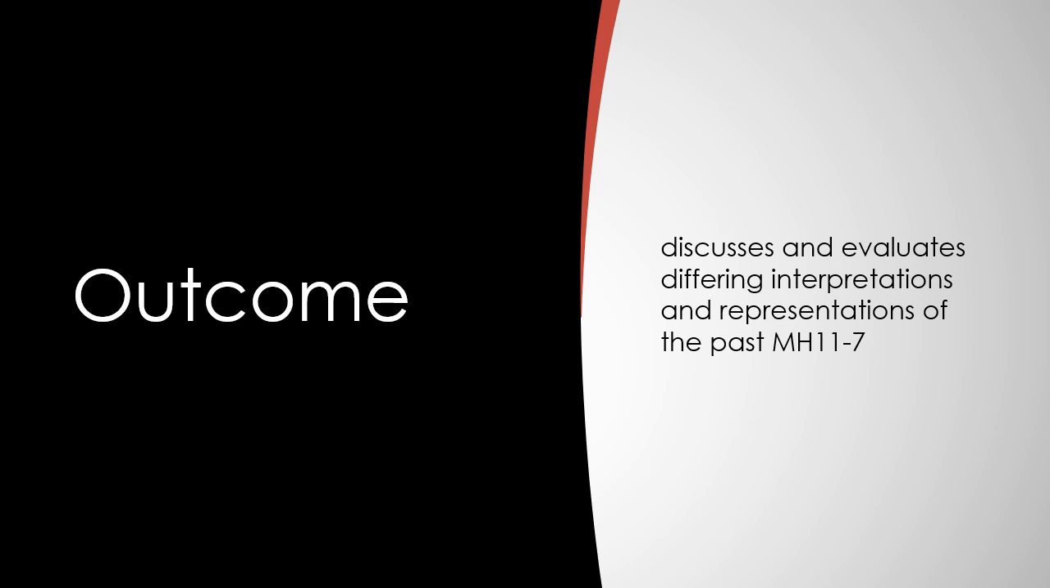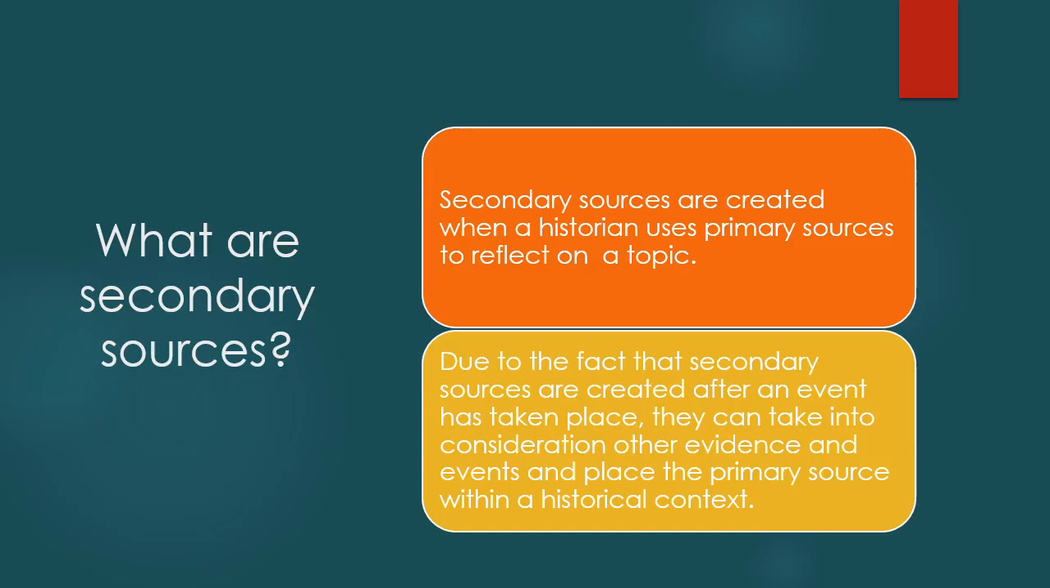So you will be evaluating secondary sources and examining their interpretation of the propaganda posters that we looked at last lesson. What are secondary sources? I think it's important to highlight exactly what they are, even though we have touched on this before. Secondary sources are created when a historian uses primary sources to reflect on a topic. Due to the fact that secondary sources are created after an event has taken place, they can take into consideration other evidence and events and place the primary source within a historical context.